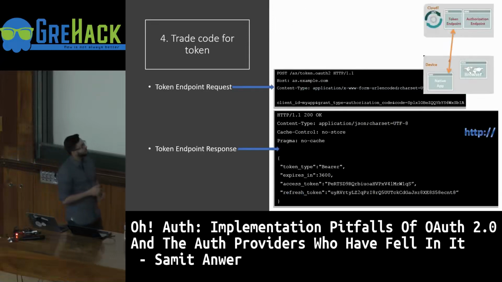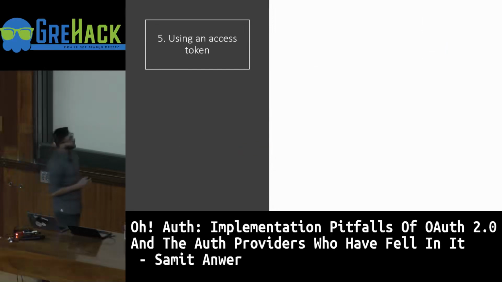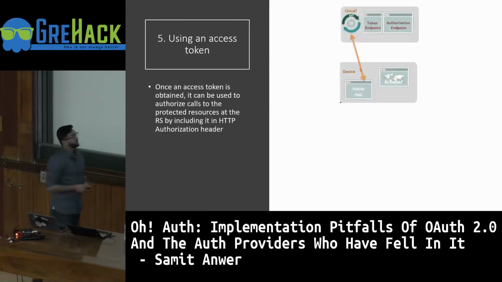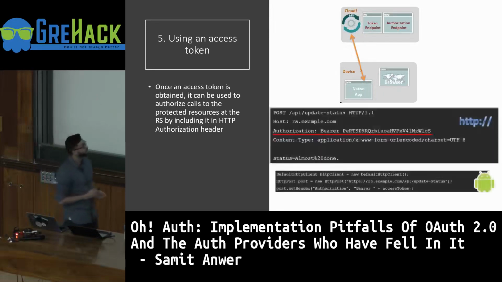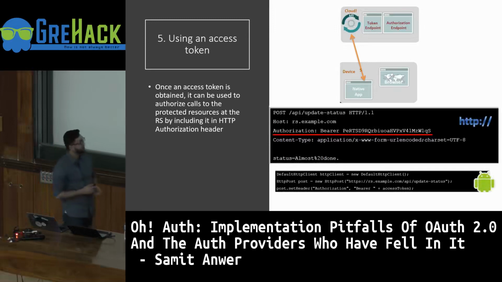So once the native application gets the authorization code, it can then hit the token endpoint and get back the bearer token in response. That's the auth code there in the request, and the client ID and grant type of the application. And finally, once the native application gets access to the access token, it can hit the resource endpoints with the token embedded in the authorization header.